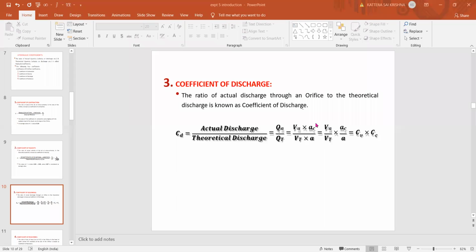So this is in terms of velocities and areas, or you can take Cd as nothing but Cv into Cc also. Why? Because Q actual can be written as actual velocity into area of the orifice, divided by Q theoretical, theoretical velocity into area. That is Va by Vt into Ac by A. We already know Va by Vt is the coefficient of velocity, and Ac by A is the coefficient of contraction. So we can write Cd equals the product of coefficient of velocity into coefficient of contraction.